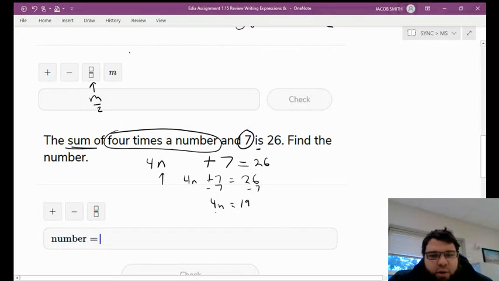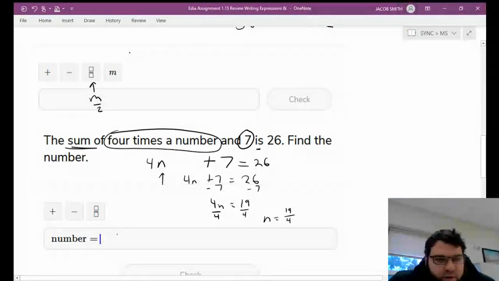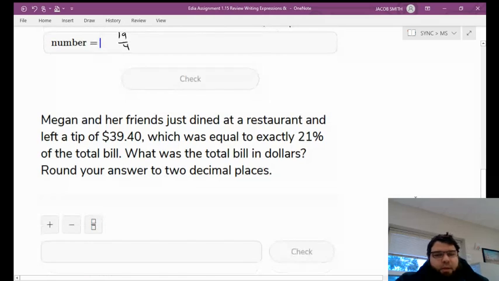And then we can divide by 4. N equals 19 over 4. So that's what you're going to put as your answer. All right.